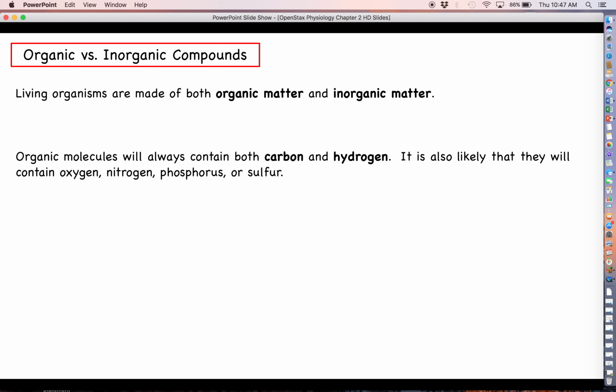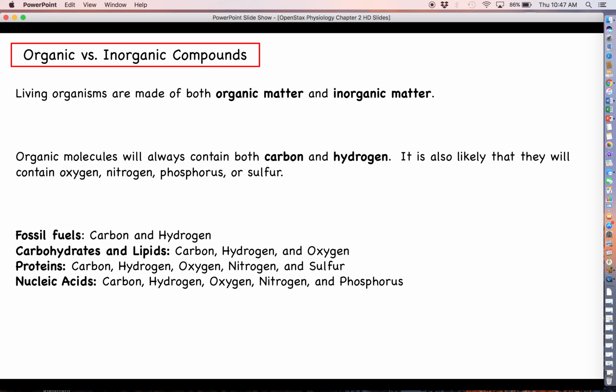In living organisms, our organic molecules are likely to also contain atoms like oxygen, nitrogen, phosphorus, or sulfur, as we have indicated before. Some examples of organic molecules are fossil fuels like our gasolines and things of that nature. They are going to just contain carbon and hydrogen, so they are kind of the minimal organic molecules in nature.